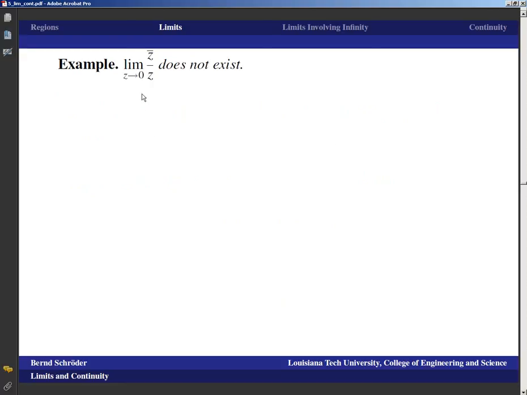I want to show that the limit as z goes to 0 of z bar over z does not exist. Well, okay, so what does it mean that the limit does not exist? Basically what that means is that as we get close to 0, this thing doesn't stabilize near one particular number. And so if I can find, arbitrarily close to 0, different outputs such that the difference of these outputs cannot be made smaller than epsilon, then I can prove that the limit does not exist. So take z equals x plus iy, not equal to 0.